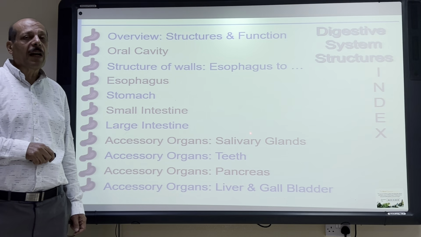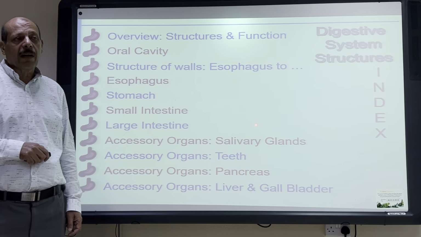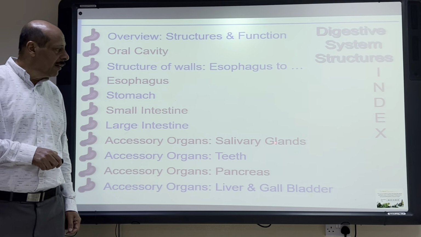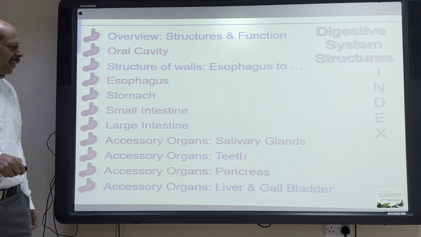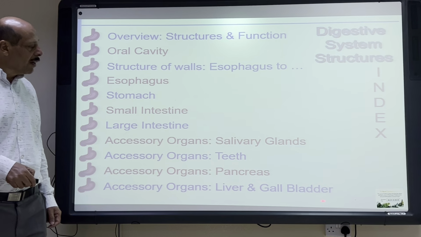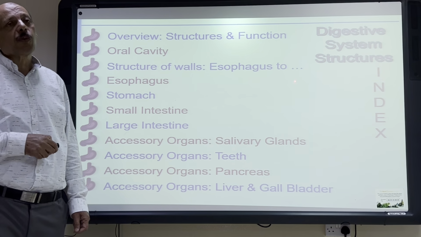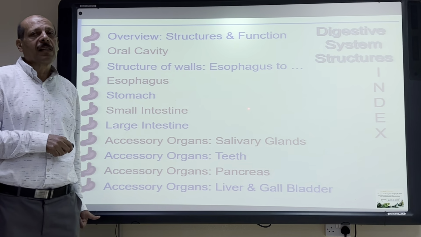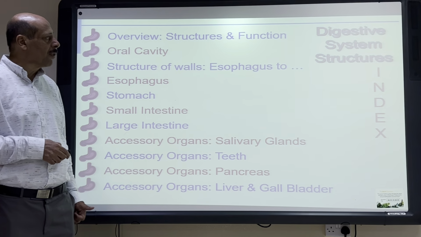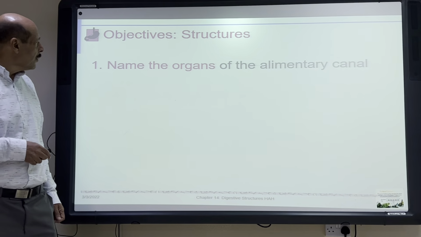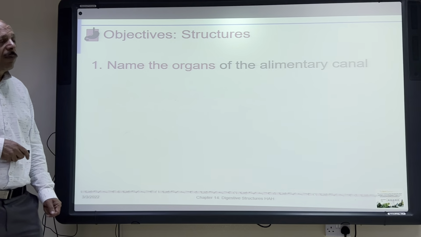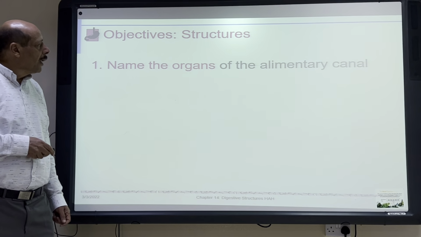organs. From the accessory organs in the digestive system, we have the salivary gland, the teeth, the pancreas, the liver and the gallbladder, and each one of them has its own function. So we study the structure and the function of those organs. So let us begin with the structure of the digestive system.